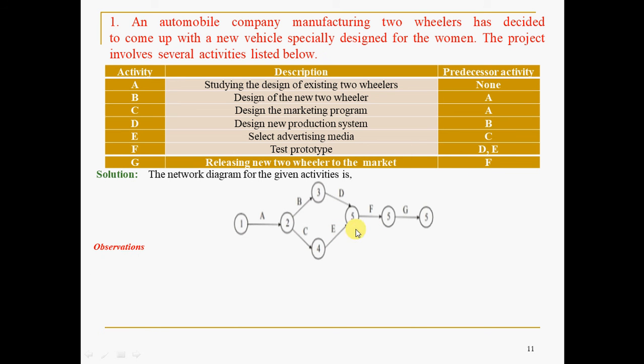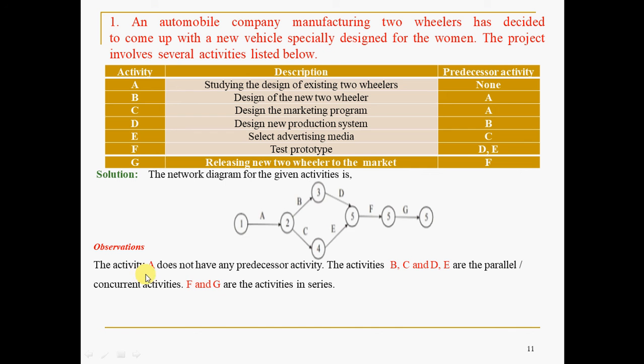Let us see the comments or observations also. The activity A doesn't have any predecessor activity. Do you agree? Hence it is started. The activities B, C and D, E are the parallel or concurrent activities. You can take them independently by the data. So B, C, D, E, they are the concurrent activities. They belong to different departments. They are in no way connected, there is no interdependency of these activities.